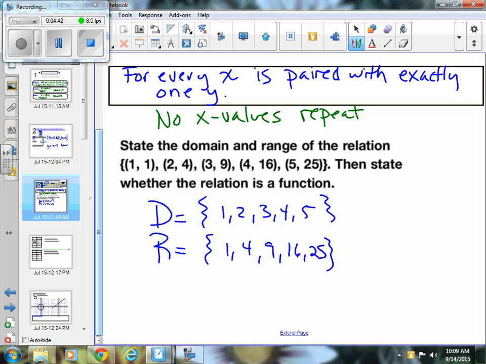So first part, is it a function? Well, yeah, every x has exactly one y. 1 is only paired with 1. 2 is only paired with 4. There are no repetitions on your x list. They're all happening just once. So yes, that is a function.